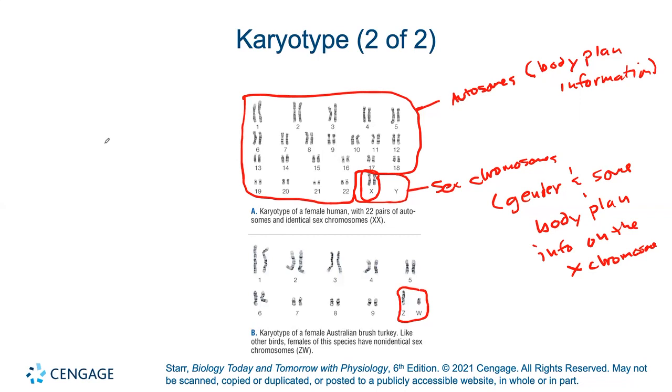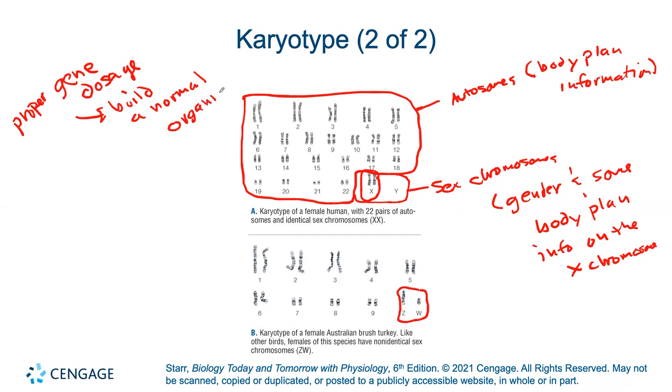Why is that? Because of this idea behind gene dosage. Okay. You have to have the proper gene dosage to build a normal organism. Okay. If you don't have the proper gene dosage, you end up with defects in the process, especially early on, that can be disastrous. Okay.